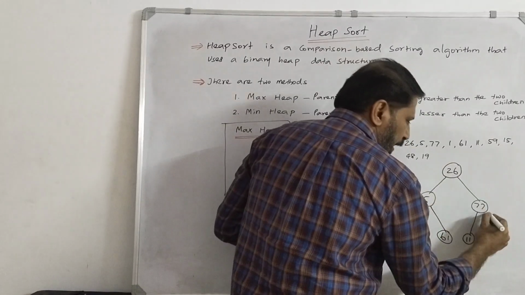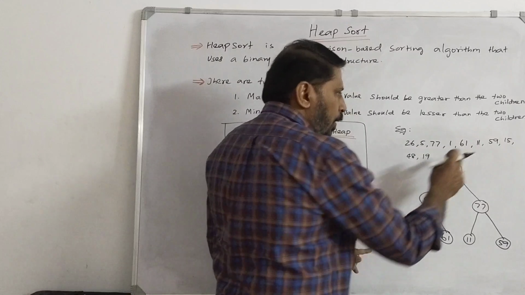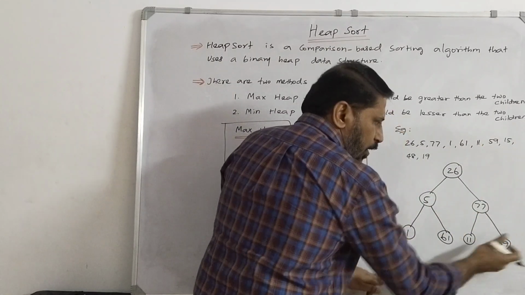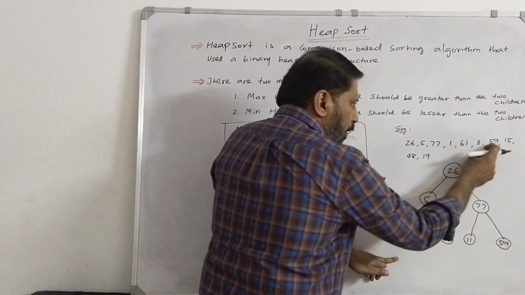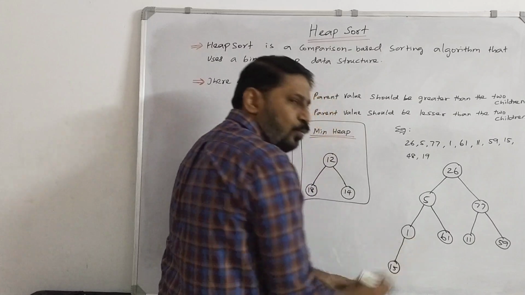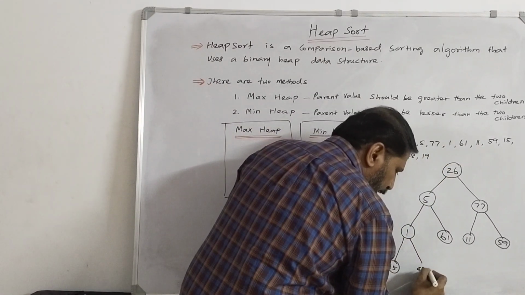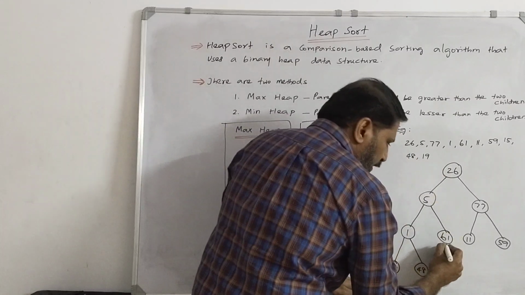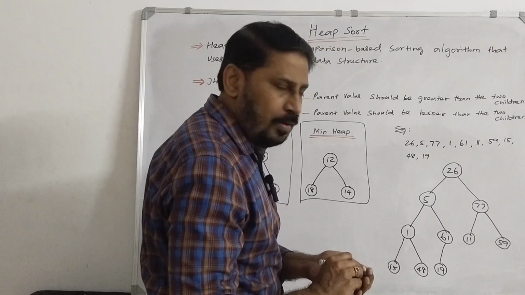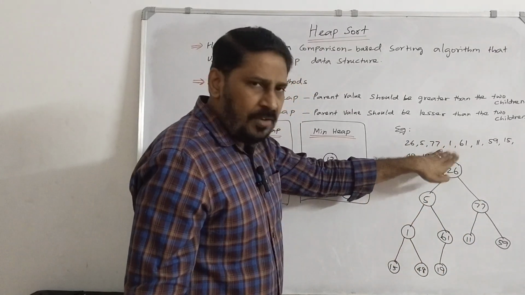And the next number, 59, is the right child of 77. Then after 59, this level is also over. It comes level by level. We go to the next level, and 15 is the left child of parent 1, and 48 is the right child of parent 1. The next number is 19, which is the left child of 61. So this is the construction of the binary tree with the given numbers.